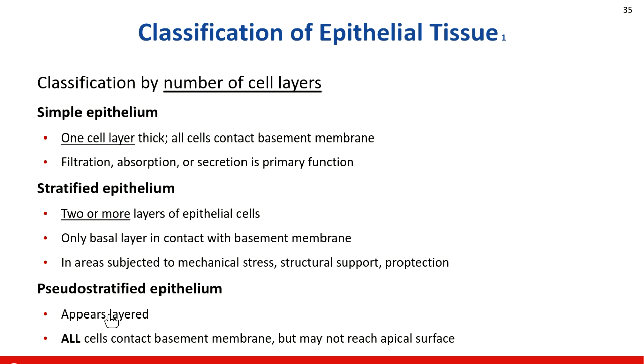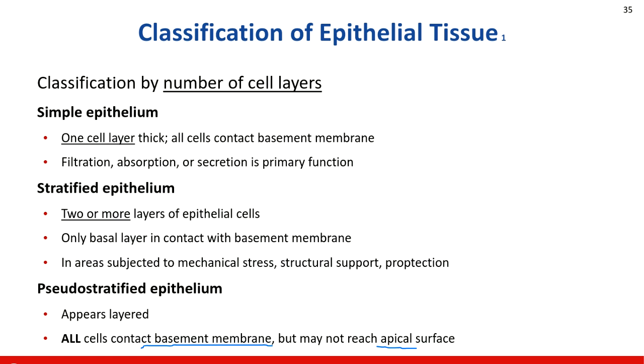But here's the thing. Every single cell in that pseudostratified epithelium is going to contact that basement membrane, but not all of them are going to make it to the apical surface. And that's why it appears to be stratified, because in some of the cells the nuclei happen to be at different levels. At first glance, it all looks to be stratified, but it's not, because every single one of those cells is in contact with the basement membrane, but not all of them make it to the apical surface.